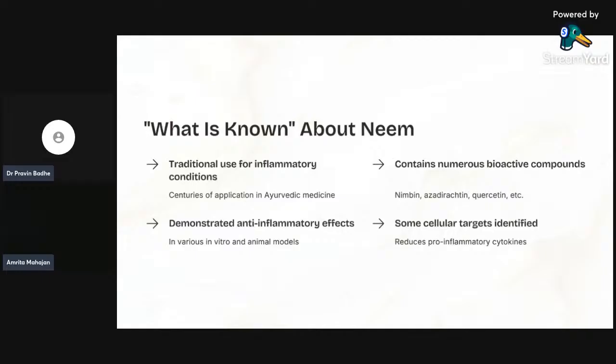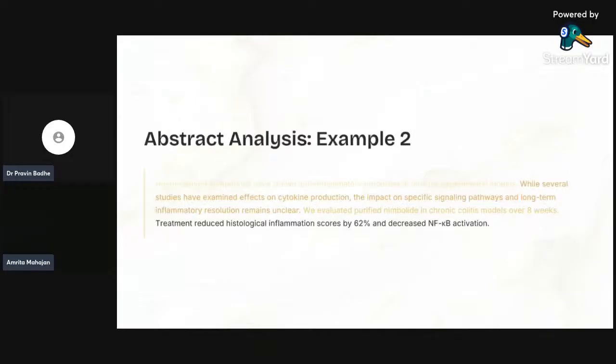So in this, what is known, we have to find out again about neem. It is traditionally used for inflammatory conditions. We all know that it contains numerous bioactive compounds. It has demonstrated anti-inflammatory effects. Various in vitro and animal models have been run, and some cellular targets have also been identified. So these things are all known about neem.